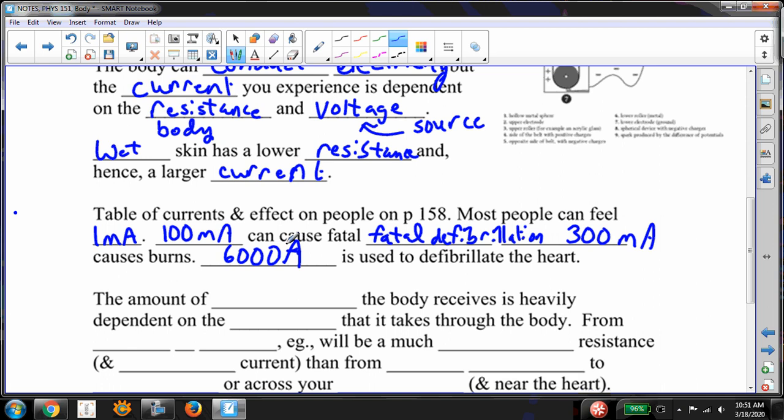So they'll do the paddles, and I don't know how they keep from burning the body, but that might be a good project for you to do, a good paper: look at a defib machine and actually describe the physics of how that works. That would be a very good project.